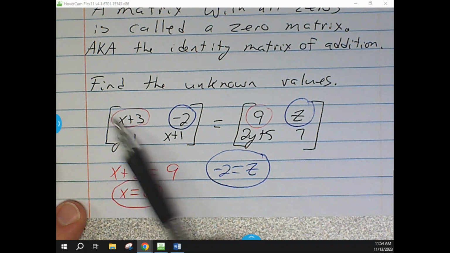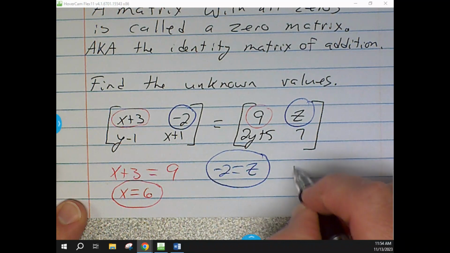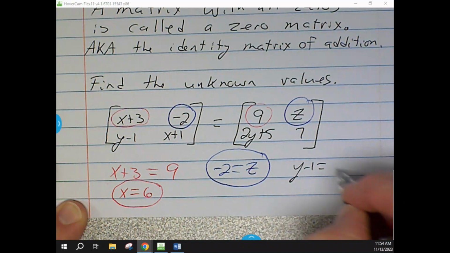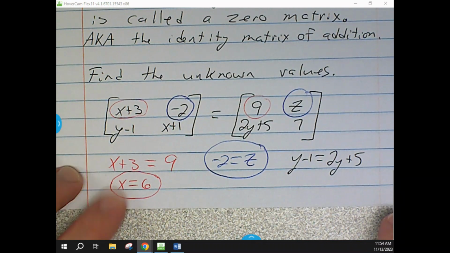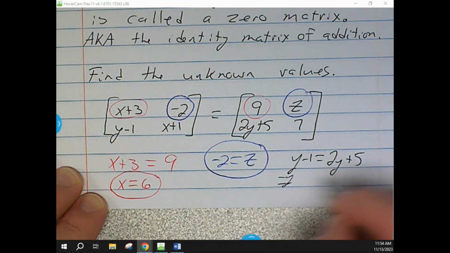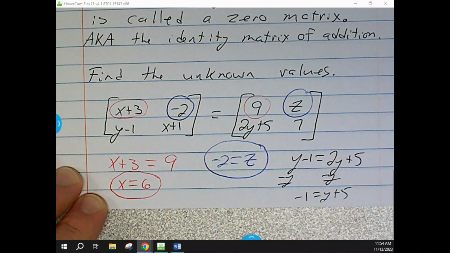Okay. And if you go to row 2, location 1, or column 1 on both of those, you've got the y's. So you've got y minus 1 equals 2y plus 5. Got to do a little more work with this one. We're going to subtract y from both sides. So we've got -1 equals y plus 5. And then we'll subtract 5 from both sides. So this one would be y equals -6.